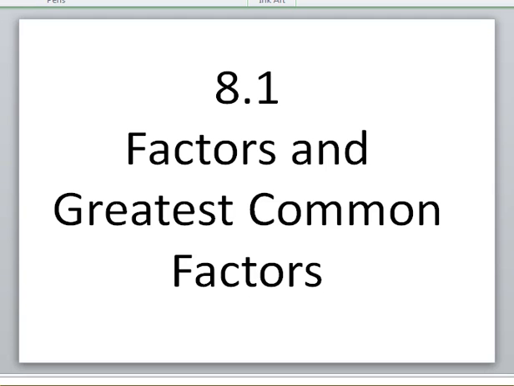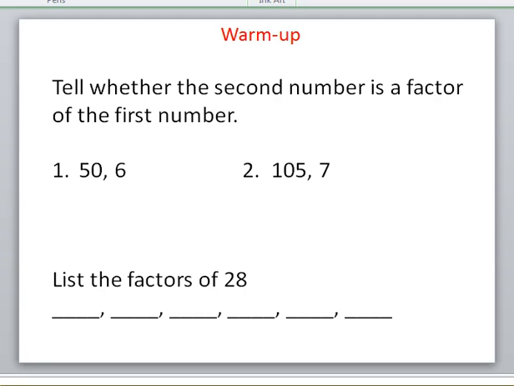Today I'm going to be covering factors and greatest common factors. This is going to be a big basis for everything we're going to be doing for quite some time, so we're going to need to make sure that we know our factors. We're going to work with finding those greatest common factors today, which is just a review of things that you've done in the past.